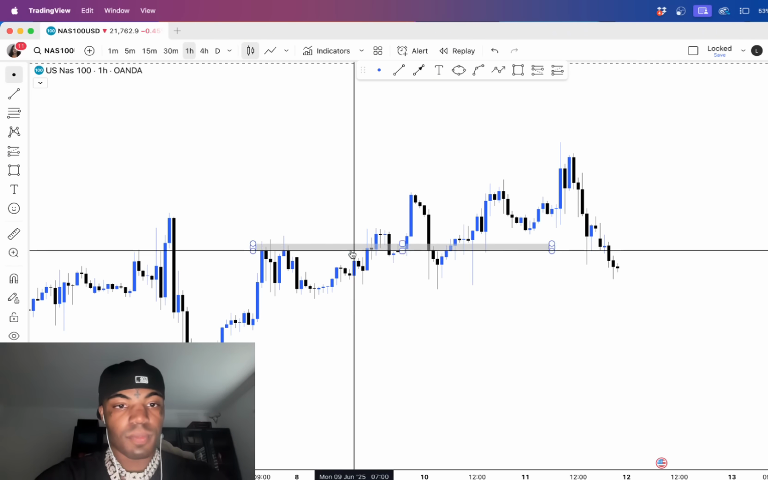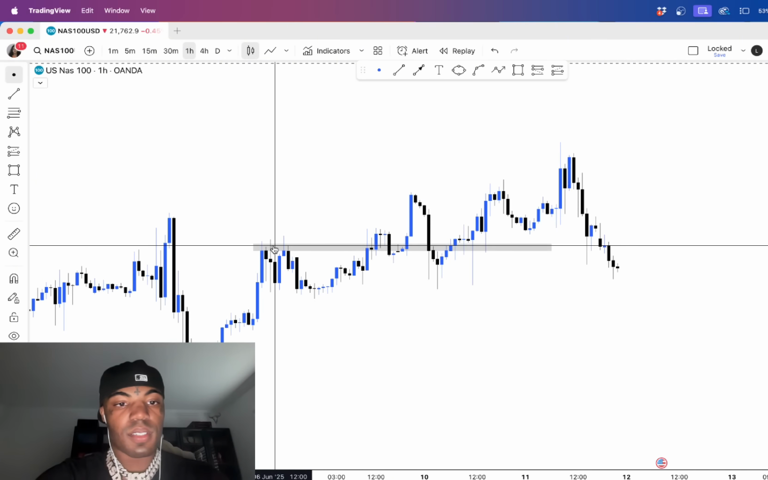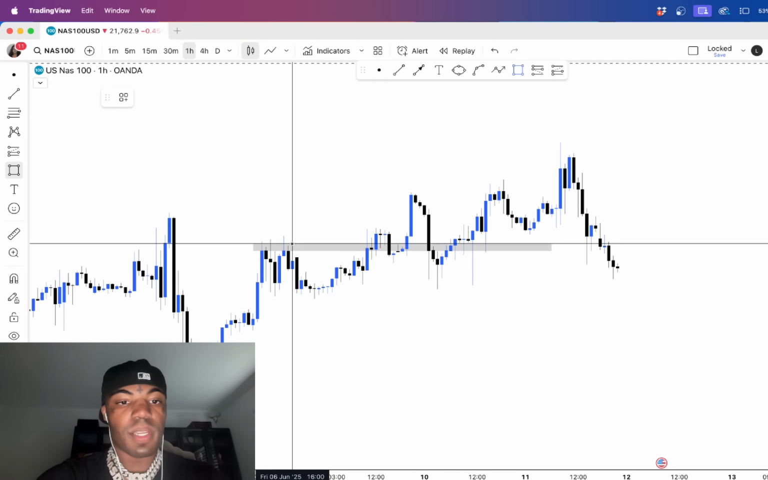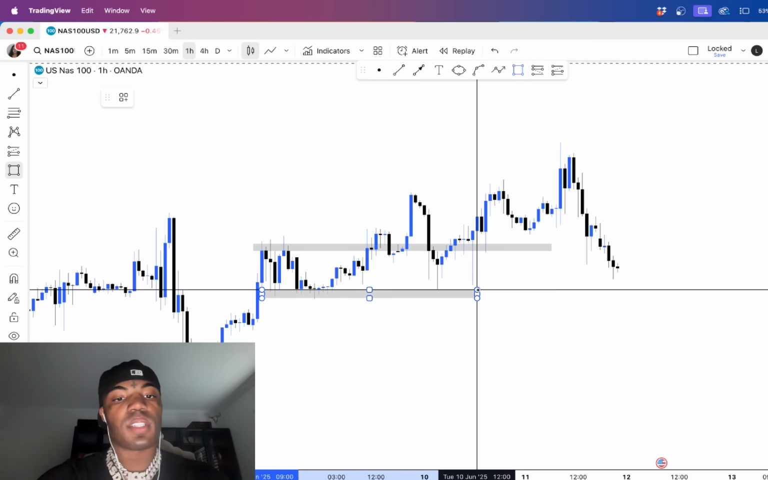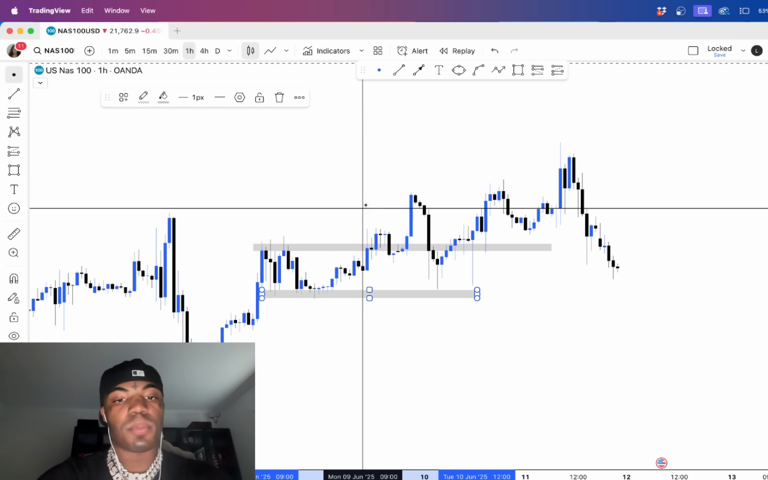So first, we have our swing high. The swing high is holding up a level. So we have our swing high and swing low, just like we saw in the picture that I showed just a couple of seconds ago.